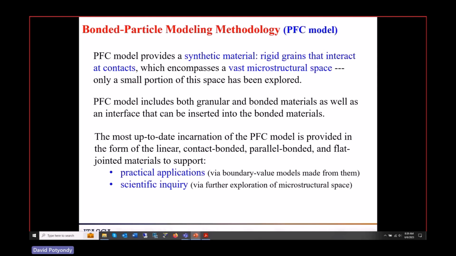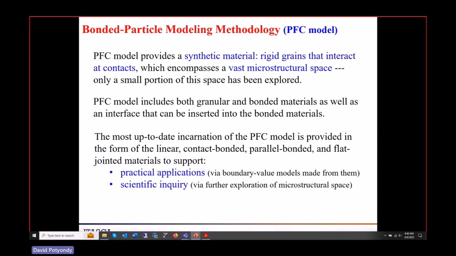Right, we have granular systems, we have bonded systems. As the bonds break, they turn into granular systems, right? And we have this ability to put an interface into the bonded materials so that they're not bumpy. I'm saying that we have these different types of bonded materials, and there's more than this now that I'm going to talk about. But we have this idea. We talked a little bit about contact bonded. We talked a little bit about parallel bonded. We also have another type of bonded thing called flat jointed, which we'll get to.